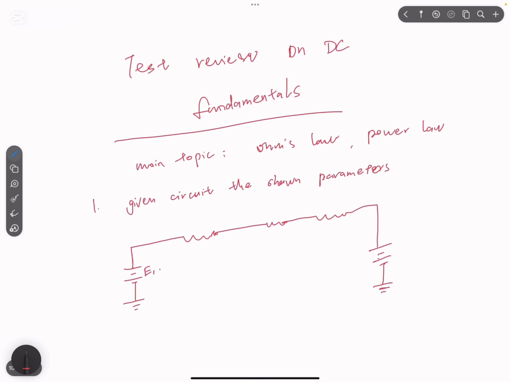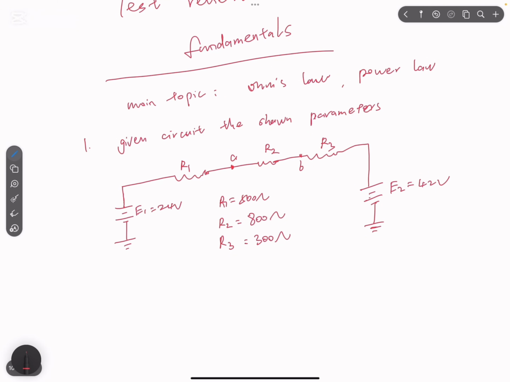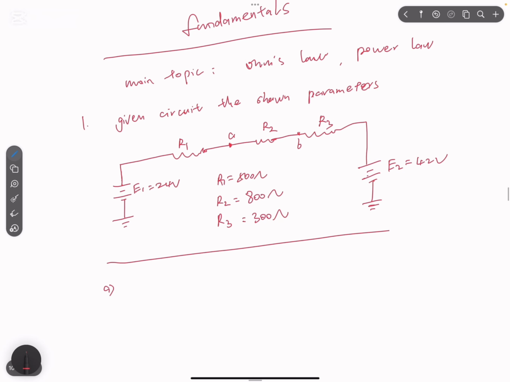So we have E1 equal 24 volts, E2 equals 42 volts. We have R1, R2, R3. This is the point A, this is the point B. So we have R1 equals 500 ohms, R2 equals 800 ohms, R3 equals 300 ohms. So if we have a circuit like this, question 1 is the current direction.